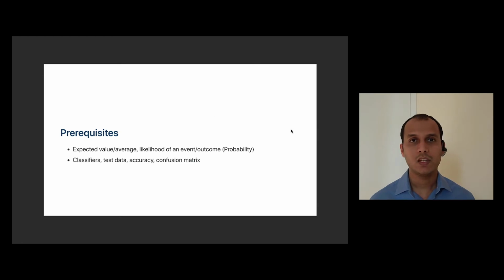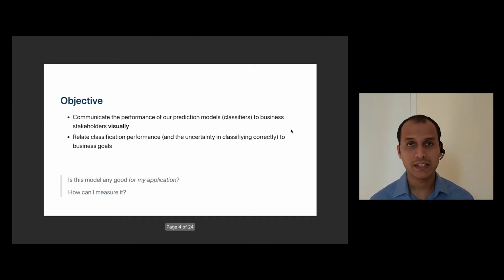And to get into the topic, we will need to know a few things. First is what is an expectation or an average. A little bit of idea of what a random variable is, as well as what is the likelihood of an event is useful. The second thing is we should already know what is a classifier. We've already seen some classifiers before, potentially like decision trees or support vector machines and so on. We need to know what is the training data set and what is the test data set, what's the accuracy of a classifier, and what's a confusion matrix. Actually, I'm going to revisit what the confusion matrix is pretty soon.